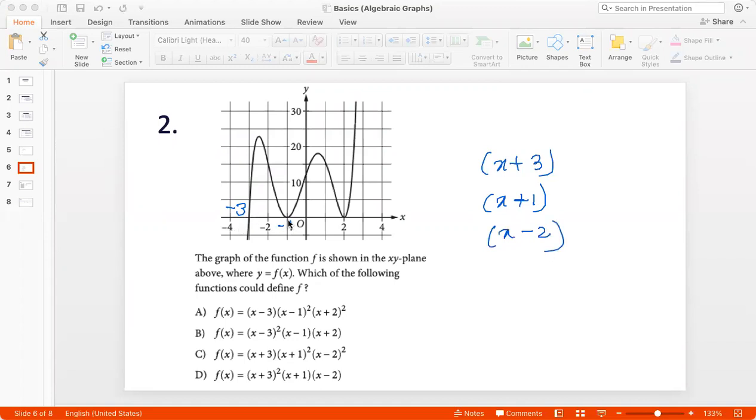Furthermore, I see that at negative 1 and 2, the graph is tangential to the x-axis. It is returning from the axis, not crossing. So I would put a square term for x plus 1 and for x minus 2. So the right answer would be f(x) is equal to (x plus 3) times (x plus 1) squared times (x minus 2) squared, option C.